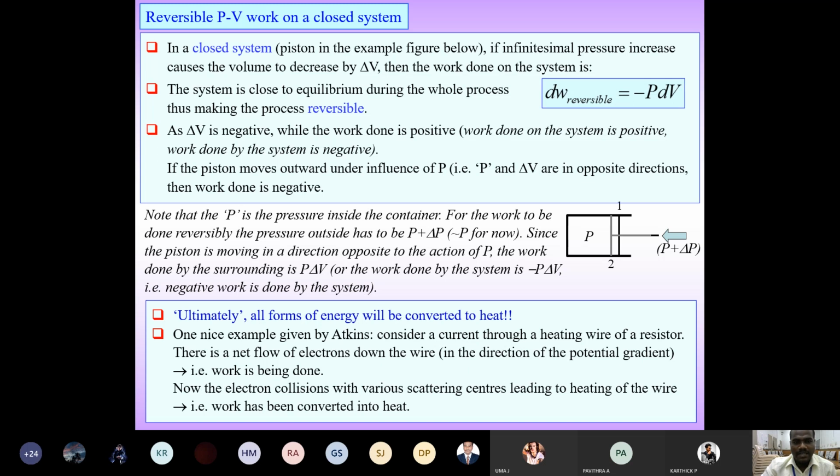If the piston moves outward, then the work done is negative. If you push the piston, the work done is positive. If we move the piston outward, the work done is negative. So there is an interrelation between the work done on the system, the work done by the system, and the change in volume.